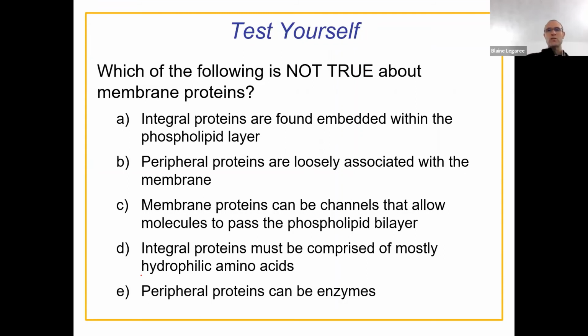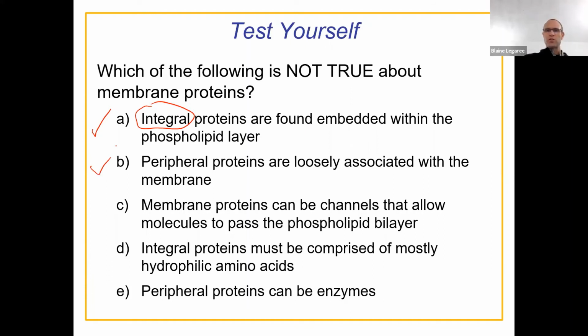So it says here, which of the following is not true? So which one is false about membrane proteins? Okay, so let's take a look. The first option, integral proteins are found embedded within the phospholipid bilayer. So remember, integral means integrated or embedded. So this one is good. Option B, peripheral proteins. Which ones are those? Those are the ones that are loosely associated. So by definition, this one is correct as well. Okay, that one's good.